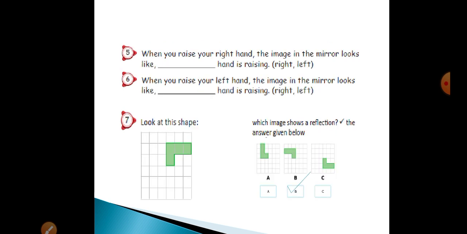When you raise your right hand, the image in the mirror looks like the left hand is rising. When you raise your left hand, the image in the mirror looks like the right hand is rising. Look at this shape. Which image shows a reflection? Yes, the option B shows a reflection of the given image.